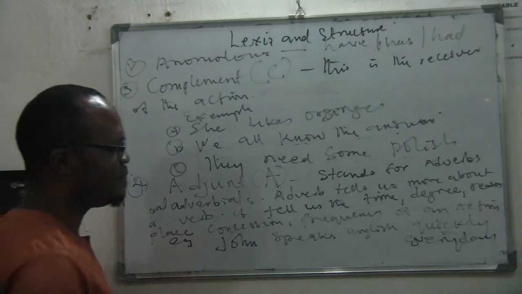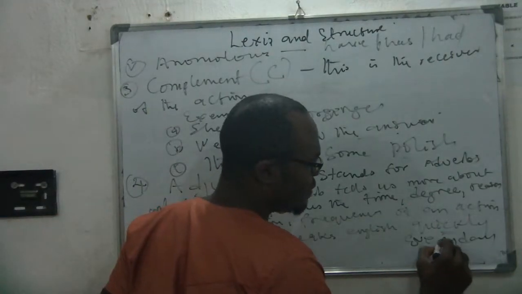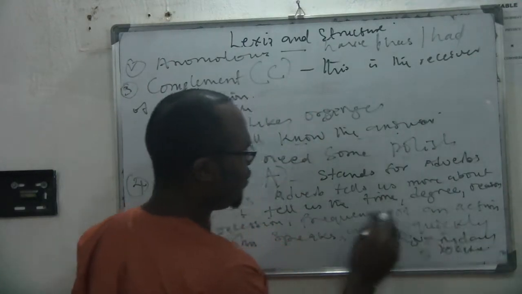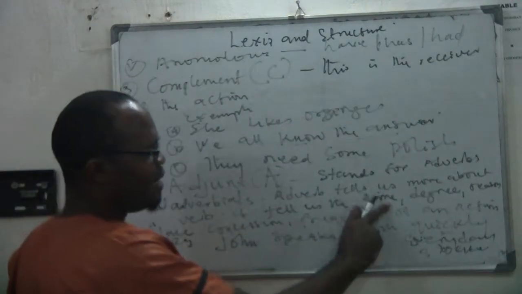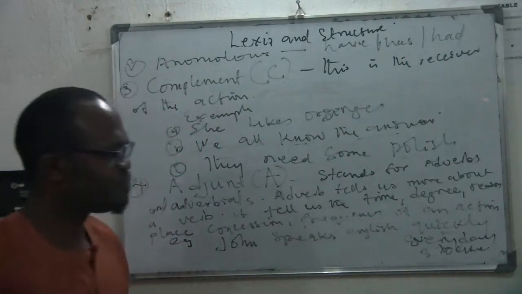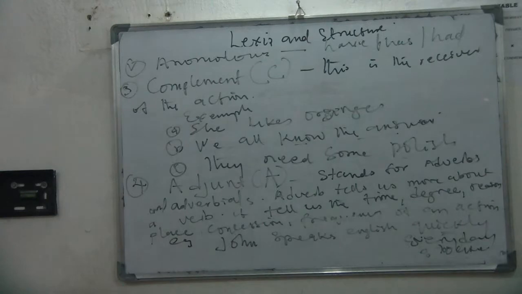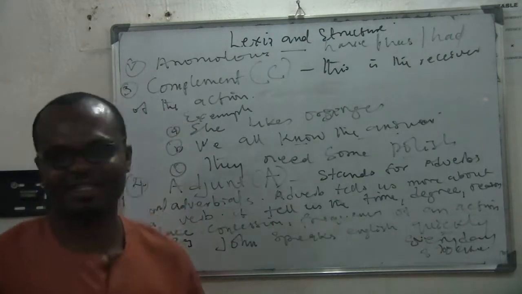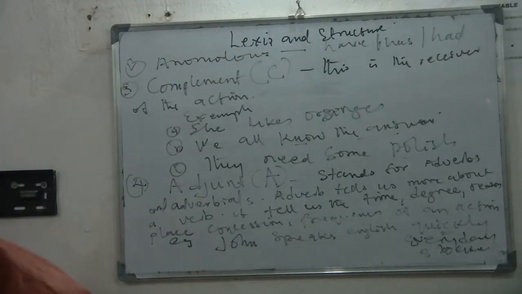What's the adjunct? 8 o'clock. Because 8 o'clock is the what? Time. Adjuncts speak of time, degree. Every day tells us the frequency, isn't it? What if you say John speaks English very well? What's the adjunct? Very well. Exactly. So those are the components of a statement.